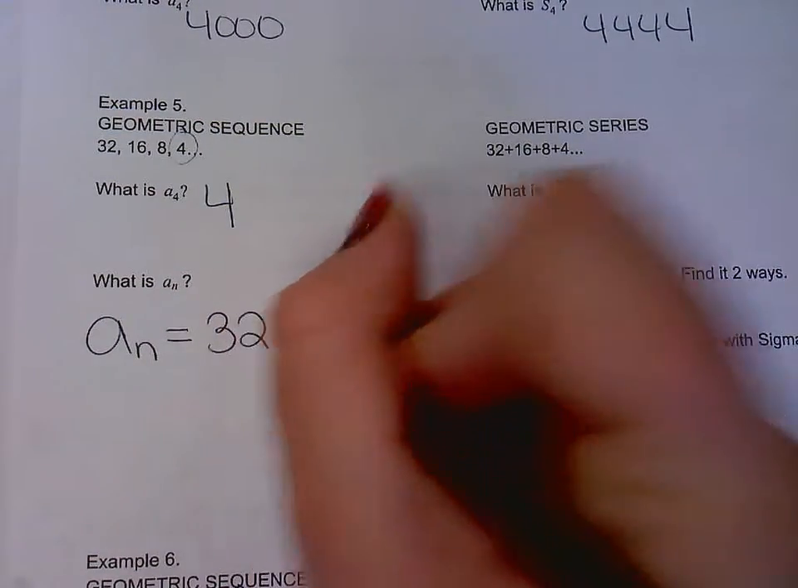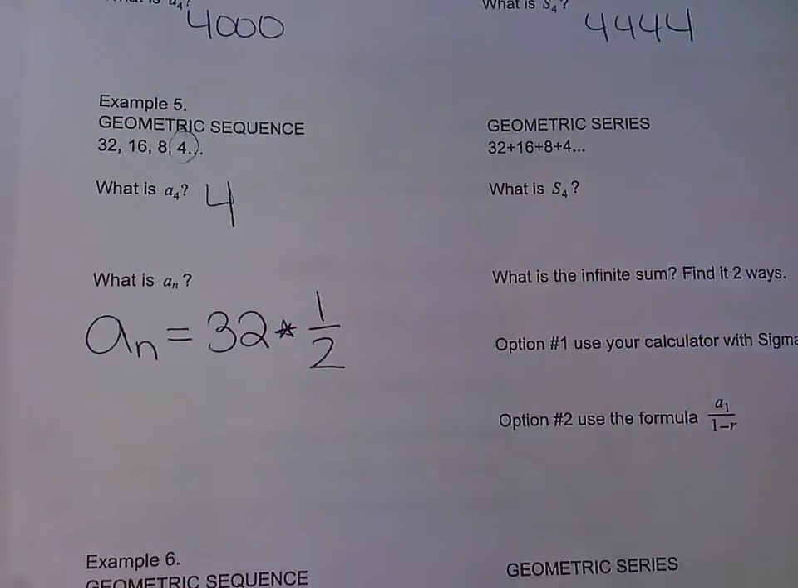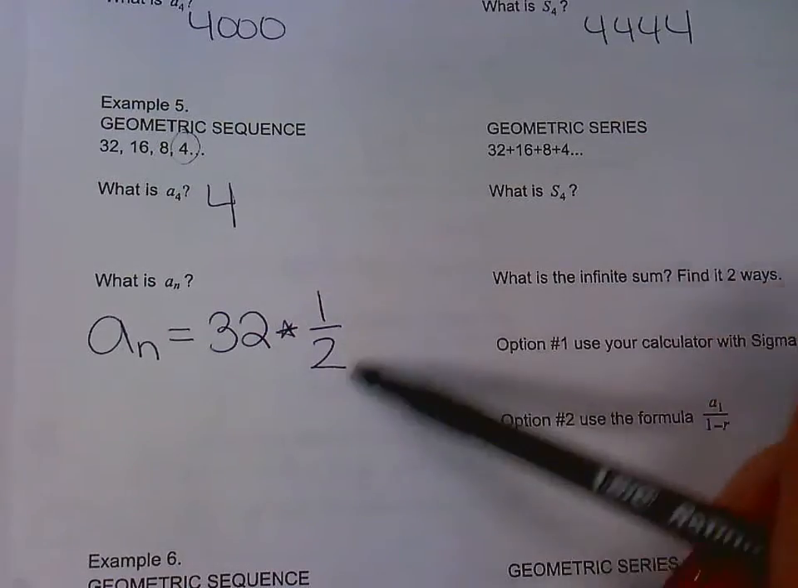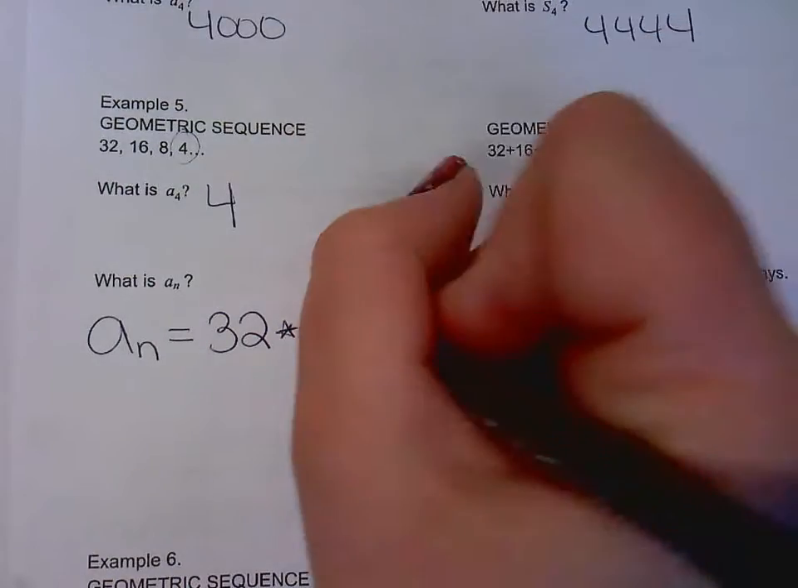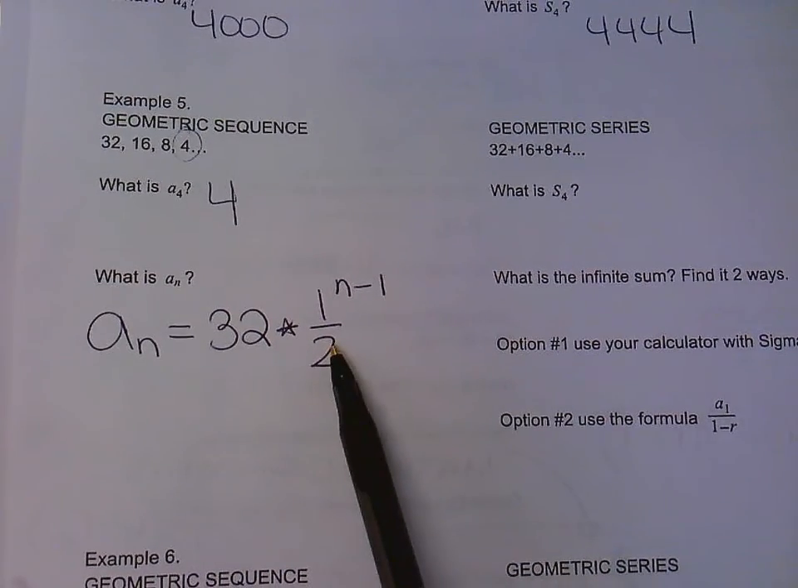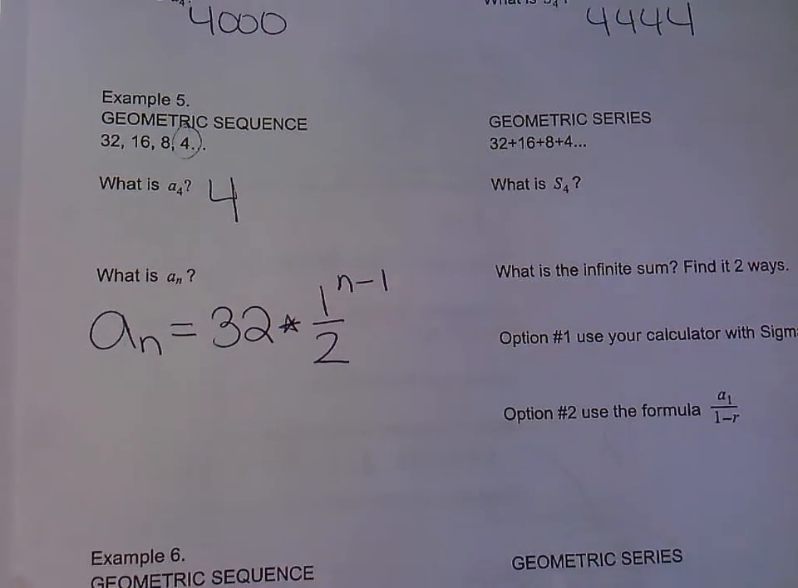Then instead of adding or subtracting, you are multiplying by the ratio. So if it's division, you want to represent that as multiplying by a fraction to the n minus 1 power. So the starting term times the ratio, multiplication is expressed as an exponent. So a half times a half times a half times a half.